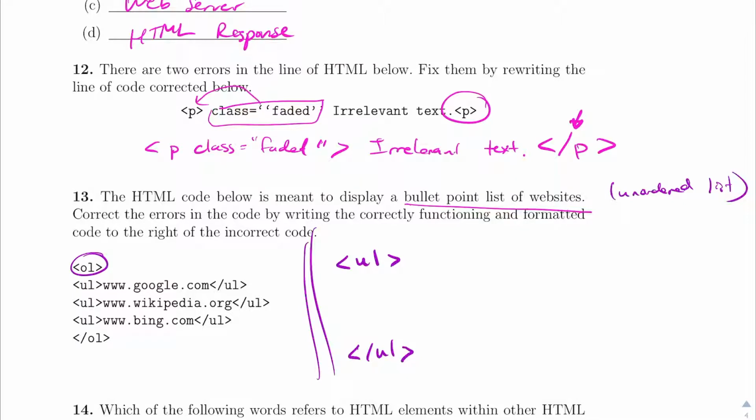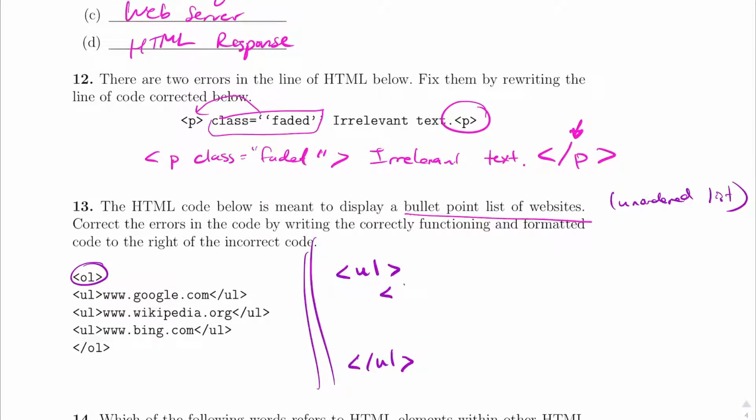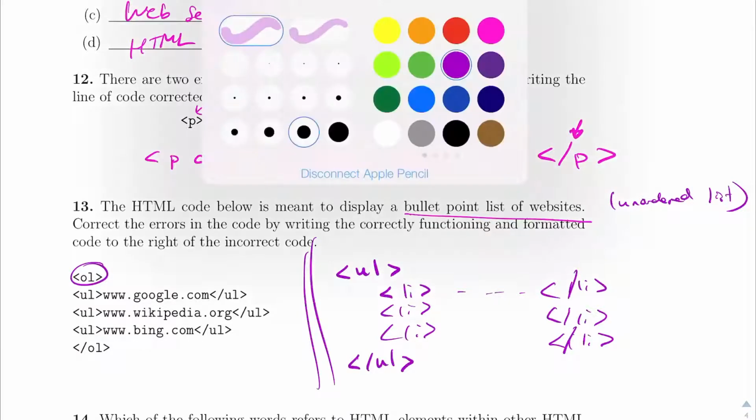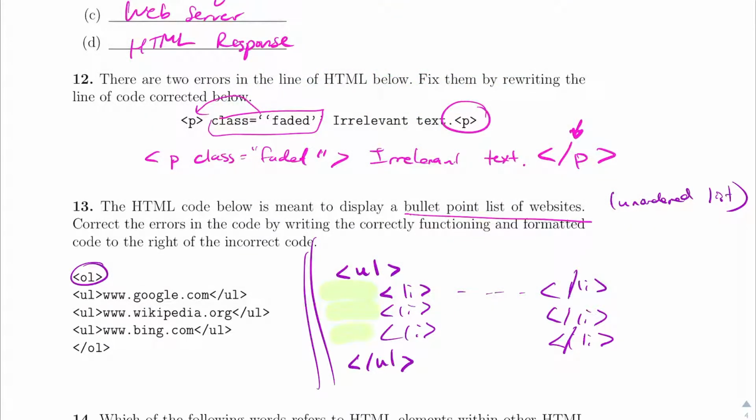Now each one of these is not its own unordered list. Each one of these is actually a list item. So I'm not going to rewrite those, but you should. Oh wait, that should also be list item closing tag. Each one of these. And importantly, you actually need to make sure that all of your code here is indented, because these are all nested inside of the unordered list.